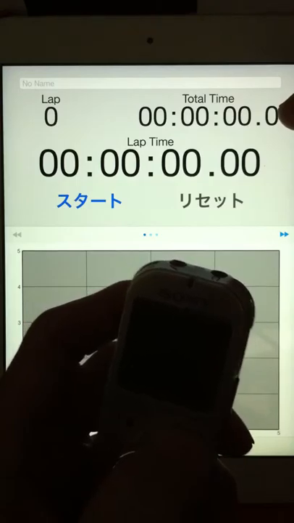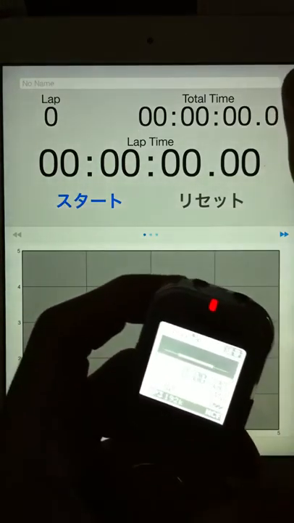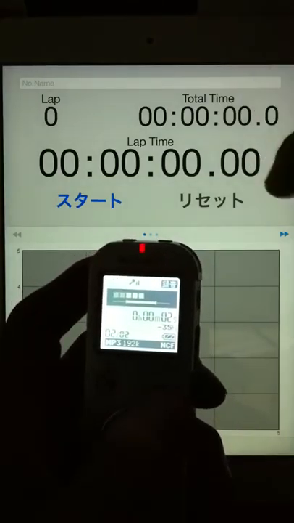Let's start thinking and tapping. 1, 2, 3, 4.